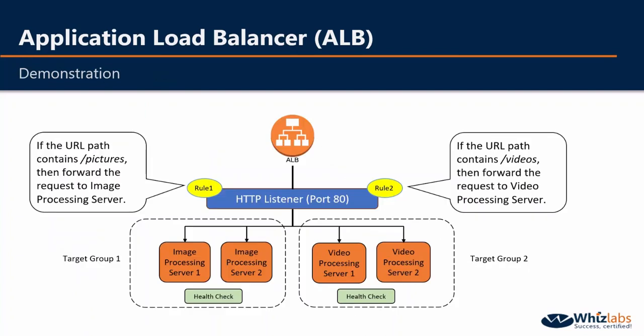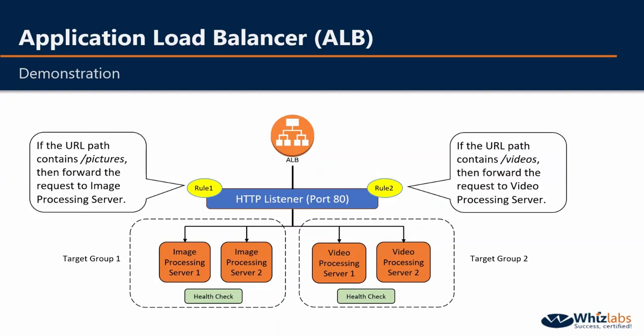Now let us see how an application load balancer works via demonstration. Note that this is an example of path-based routing. In this example, the objective is that when a user types the URL in their web browser, if the URL path contains /pictures, it should route the traffic to EC2 instances which will display the message, for example, processing your images. And if the URL path contains /videos, it should route the traffic to the instances which will display the message, for example, processing your videos.